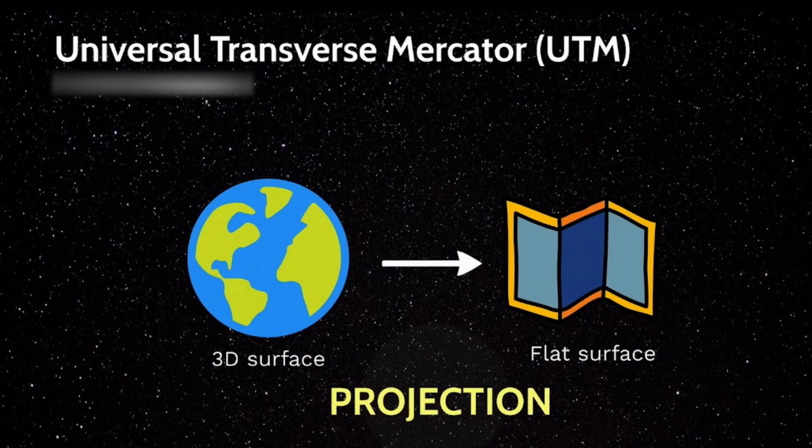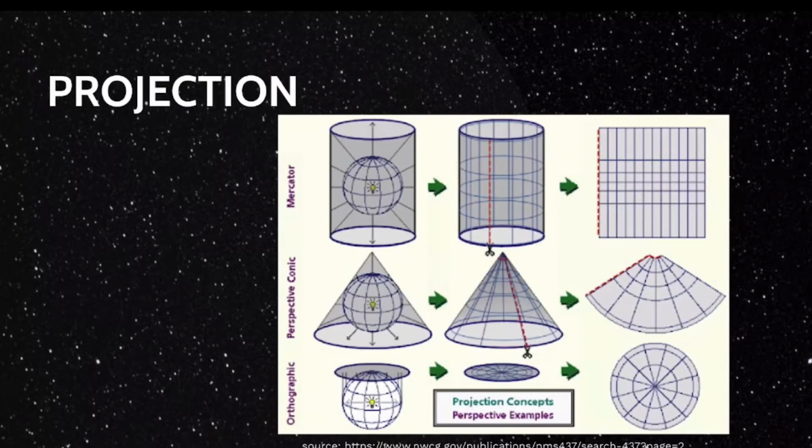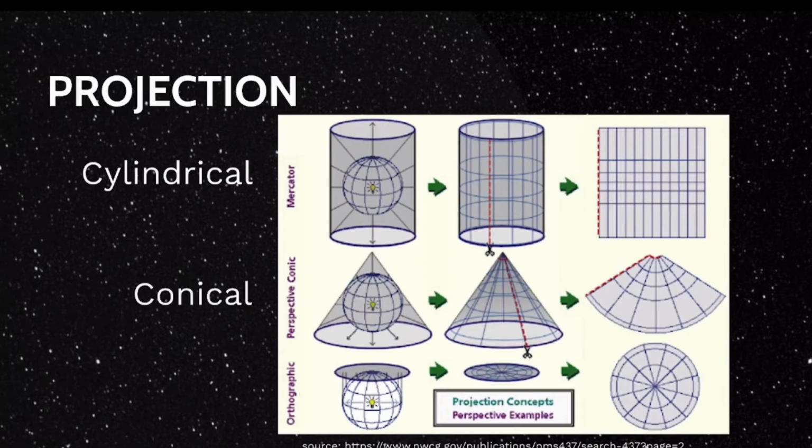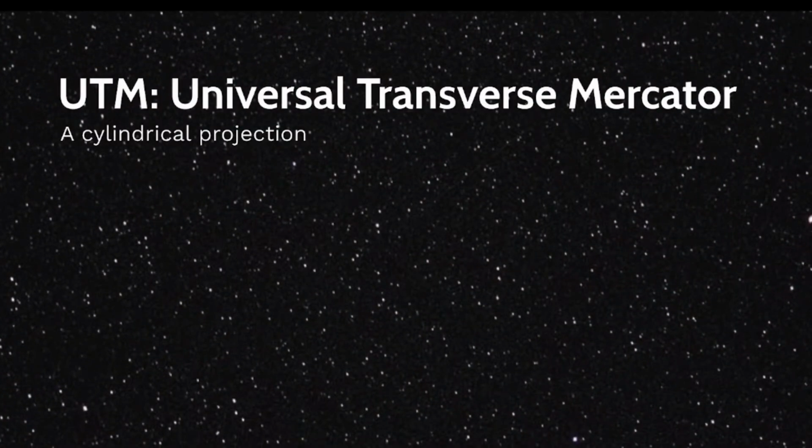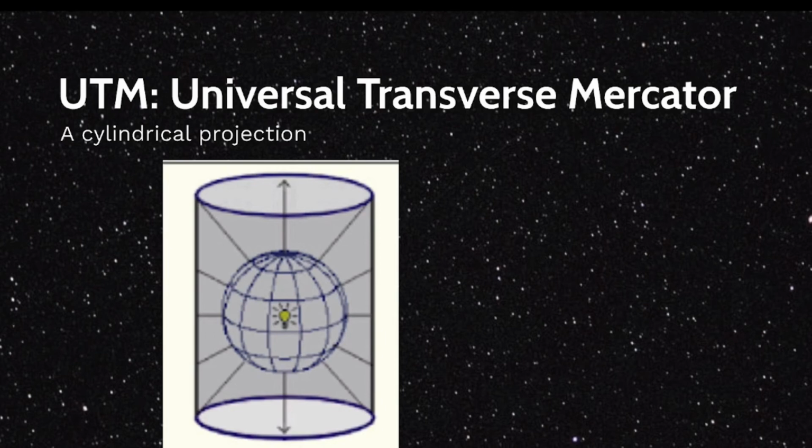There are different ways to project the 3-dimensional Earth surface on a 2-dimensional map. When we project the Earth surface using a cylinder, we call it cylindrical projection. When we project the Earth's surface using a cone, we call it conical projection. When we project the same using a plane, we call it planar projection. In this lesson, we will focus on one type of cylindrical projection. Universal Transverse Mercator, also known as UTM, is an example of a cylindrical projection.